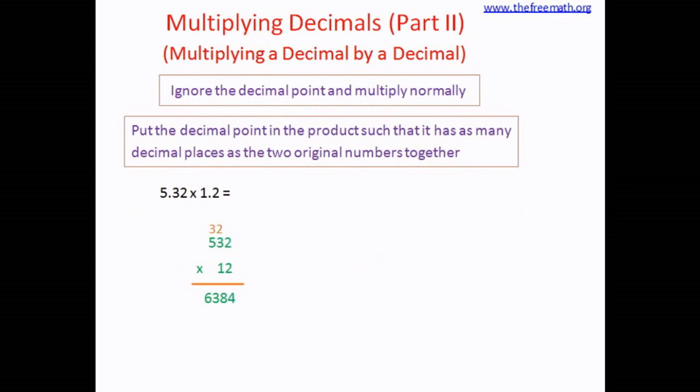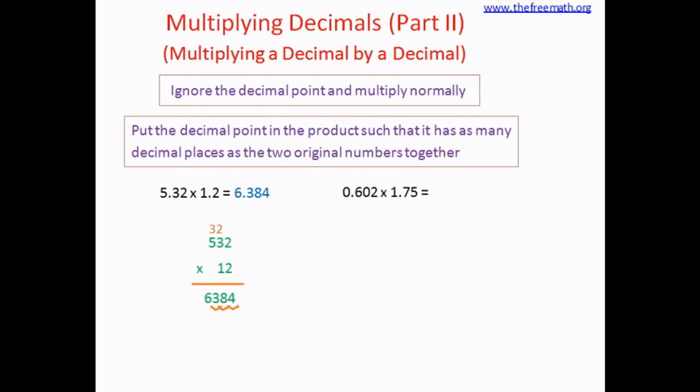The numbers that we multiplied, 5.32 has 2 decimal places and 1.2 has 1 decimal place. So 2 plus 1, we should have 3 decimal places in the answer. So if you start from the right, let's hop over 3 digits. So let's cross 4, 8 and 3 and write the decimal point. So the answer is 6.384.